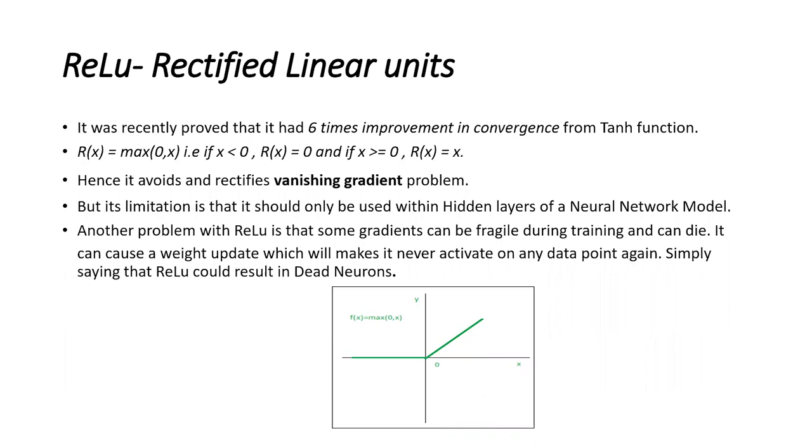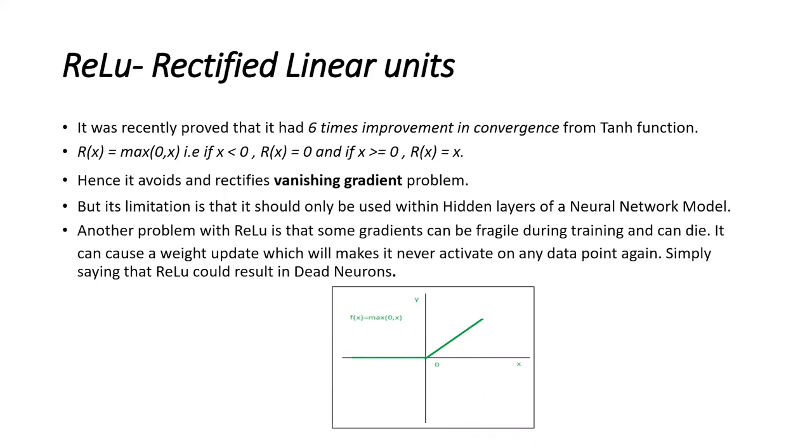Now the problem is, say for example, if you want to predict an image, since it is working from 0 to x, a lot of our data can actually become 0 because it has very little value.